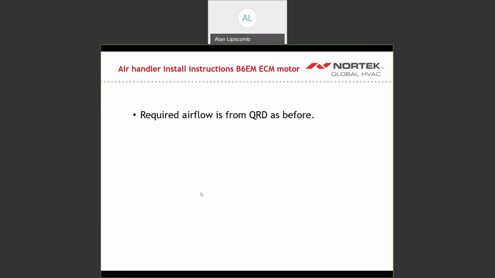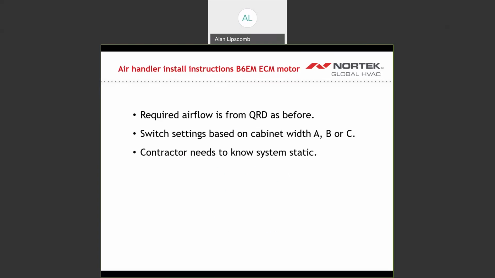We'd go back to the QRD. We'd find out what is the required CFM for the matchup, and then we would continue on to the installation instructions of the B6EM, which is the ECM motor. The switch settings are going to be based off the cabinet width. So we have an A cabinet, we have a B cabinet, and we have a C cabinet. Again, the contractor would need to know the static of the system.